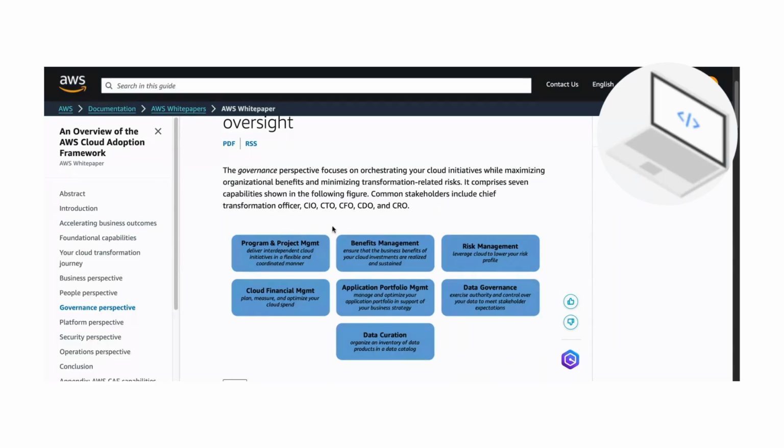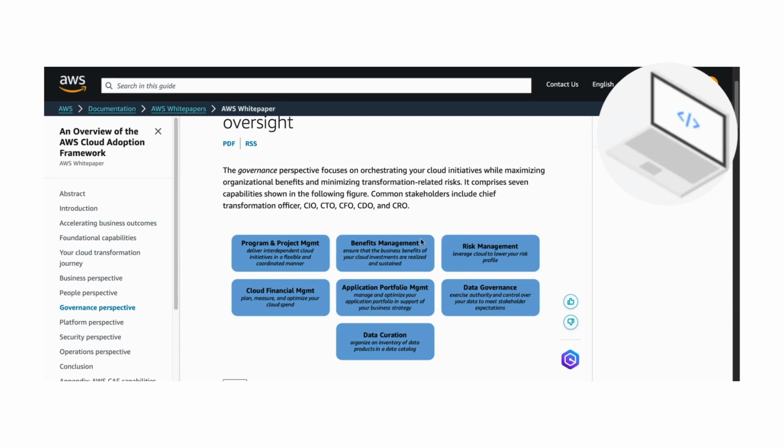Next, there's benefits management. This ensures that the business benefits of your cloud investments are not only realized but even sustained over time. It's essential to clearly identify what benefits you're aiming for right from the start. And by setting specific metrics and tracking progress, you can adjust your strategy as needed to make sure those benefits align with your broader goals. For instance, you might start with a benefits realization roadmap that you regularly review and tweak to ensure continued success.